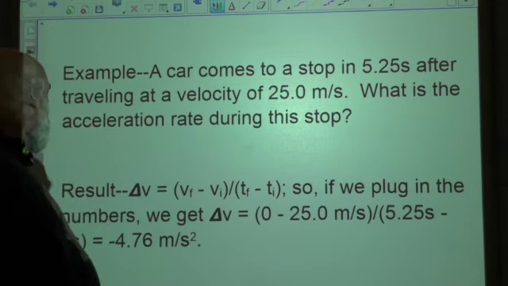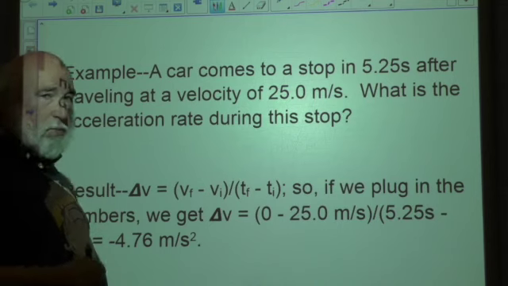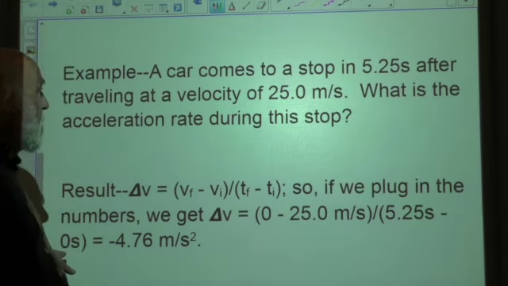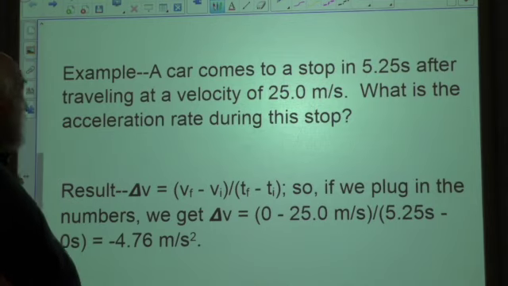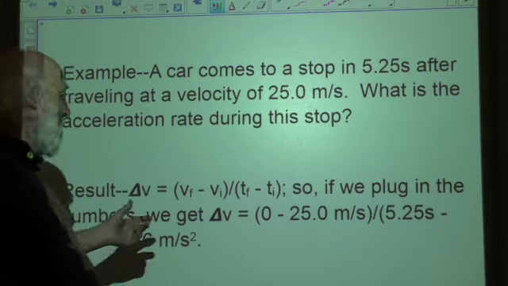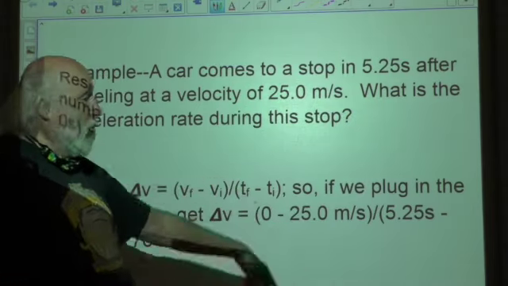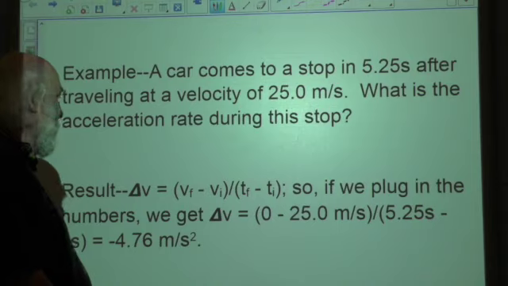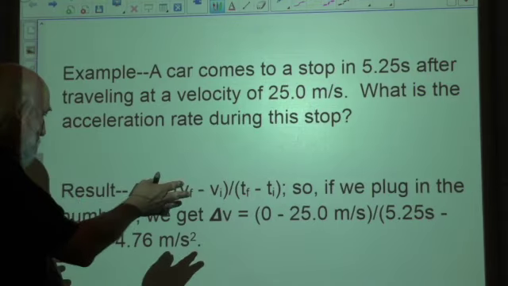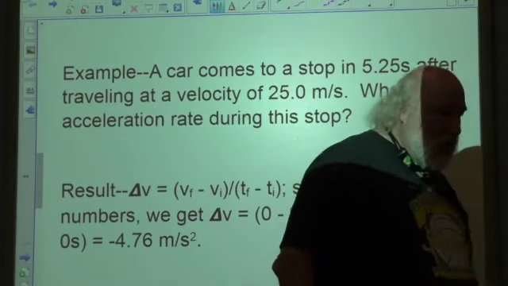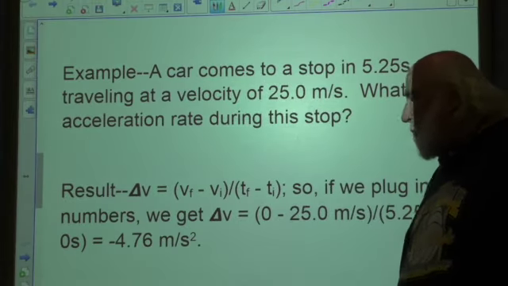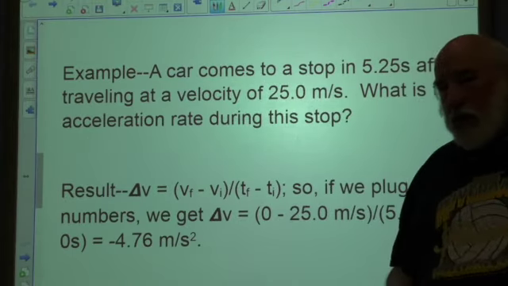Your initial time, of course, is 0 when you start hitting the brakes, so that's the initial, and then the final, it took 5.25 seconds to get to that point. If you put the parentheses in there, round off to 3 sig figs, you get negative 4.76 meters per second squared. That really is all there is to that.